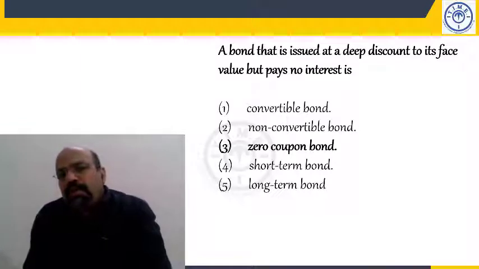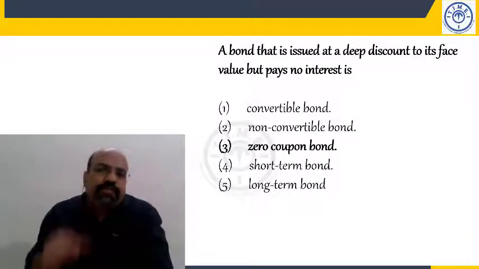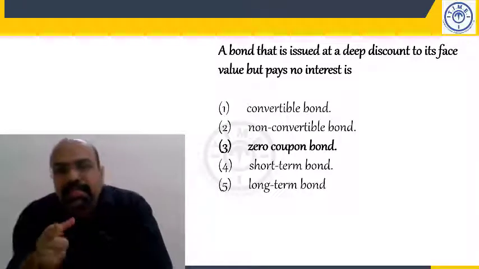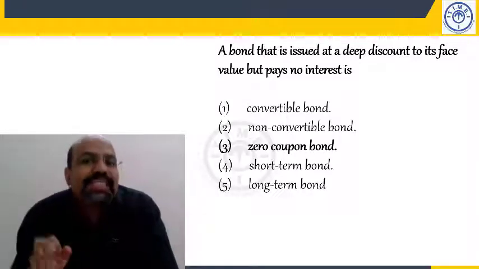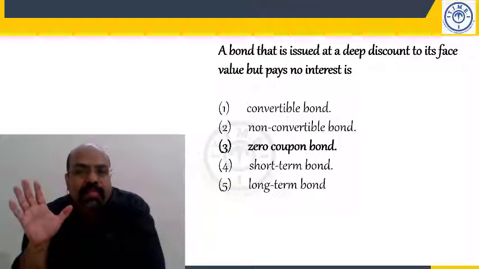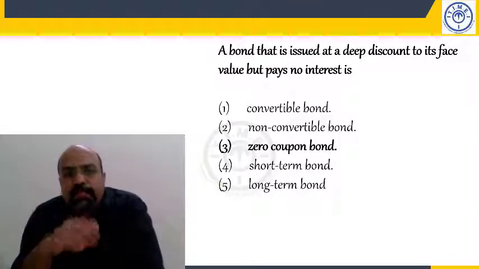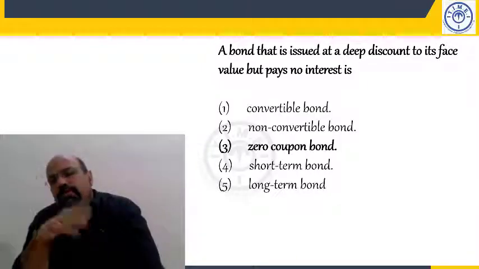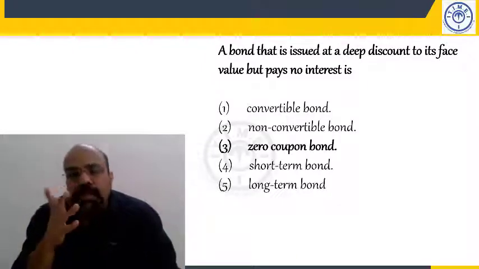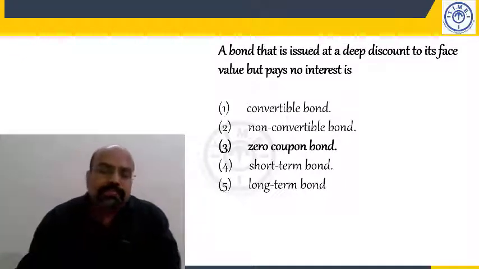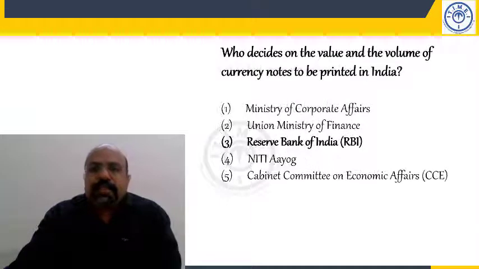A bond that is issued at a deep discount to its face value but pays no interest is called zero coupon. Coupon means interest. Remember, coupon means interest. So a bond that is issued at a deep discount to its face value but pays no interest is called a zero coupon. That's it. About bonds and everything we'll discuss in the classes to come. So I think that's about it.